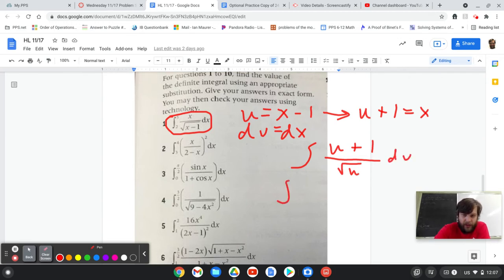separating that into u divided by the square root of u, which is the square root of u, and 1 divided by the square root of u, which is u to the negative 1/2. And so then, without drawing the triangle and going through all of that trig substitution, you can just add 1 and divide by the new power, etc., etc.